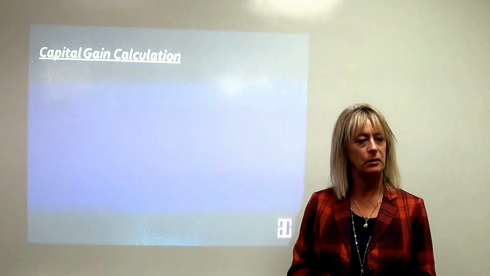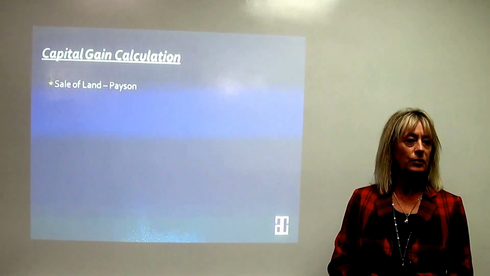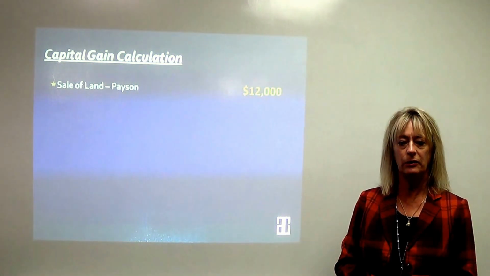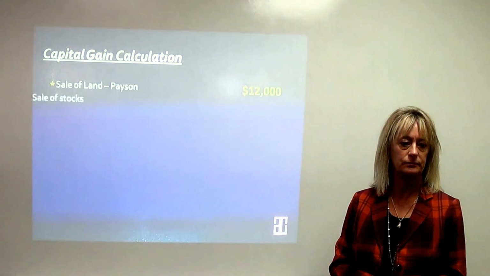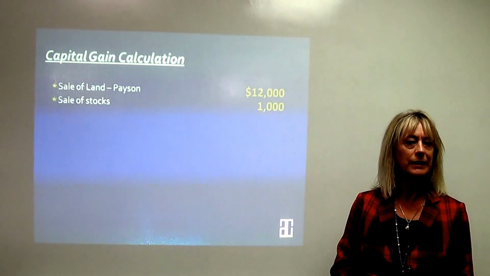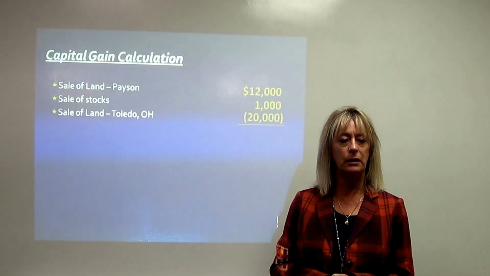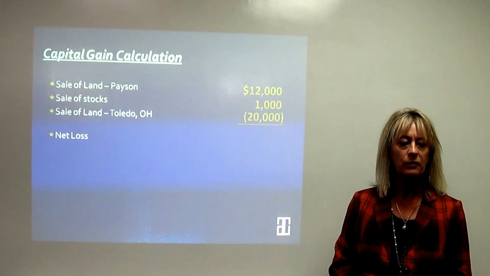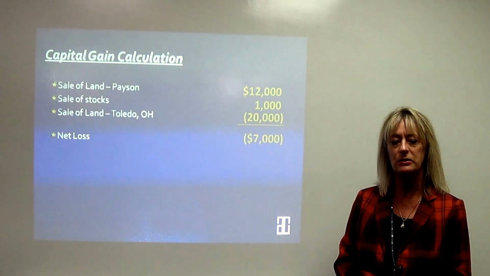Okay, next category is capital gains. Let's look at a calculation for capital gains. So let's say you sold some land in Payson, and your gain on that, your sale minus your basis, is $12,000. You also sold some stocks and bonds, whatever, and your gain on that's $1,000. You sold some land in Toledo, Ohio, and you lost some money on that one. So you lost $20,000 on this particular sale. So you now have a net loss between all three of these transactions of $7,000.